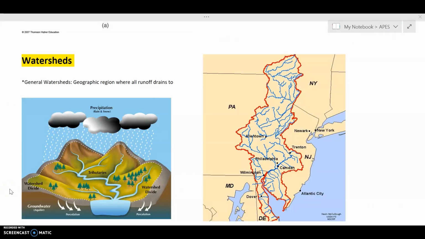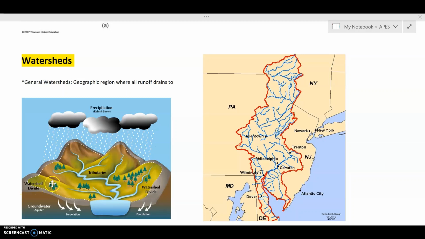Okay, really quick, we're going to talk about watershed. So, the definition for a watershed is a geographic region where all runoff drains to. Okay, so a really quick recap of watersheds. It's pretty much an area, be it a huge lake or the Atlantic Ocean, where all the water in an area drains to, as the definition states.